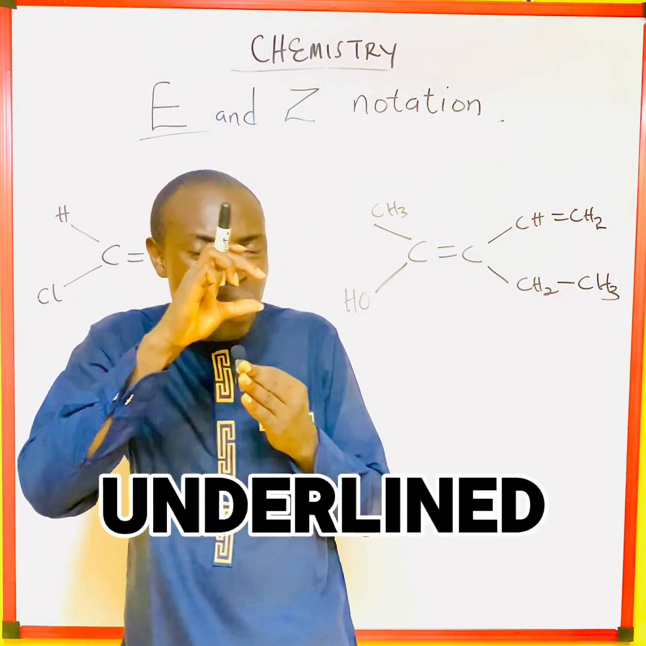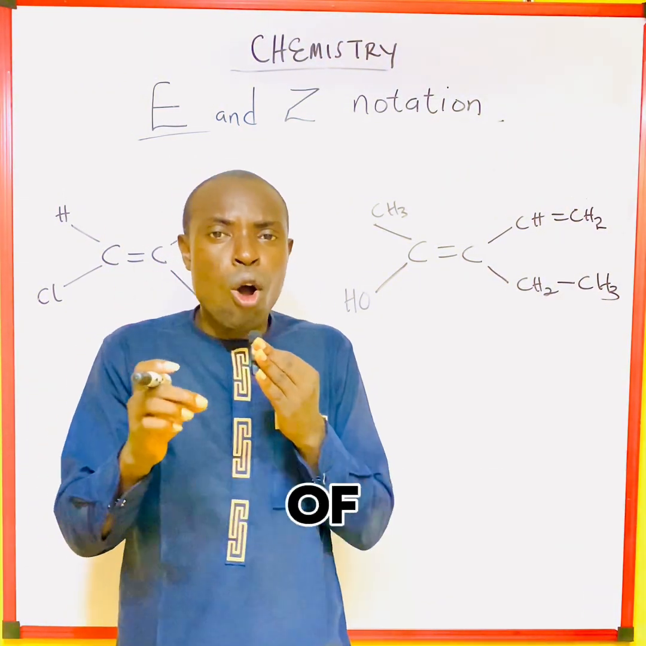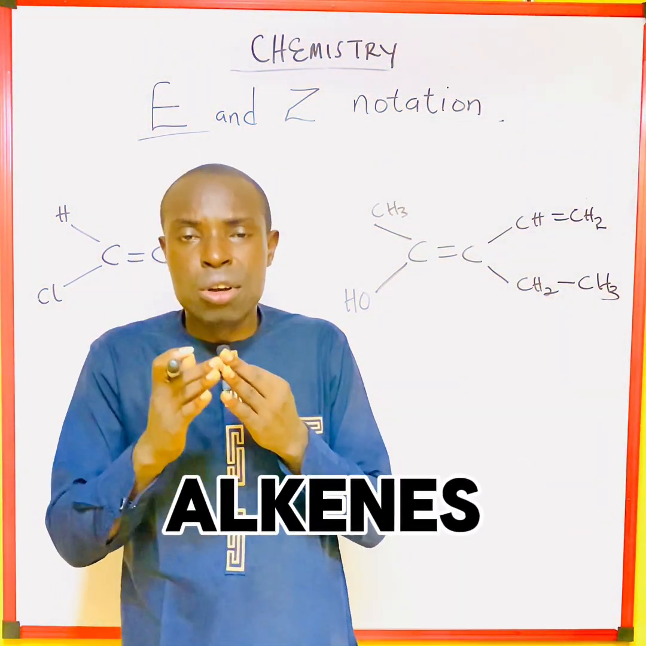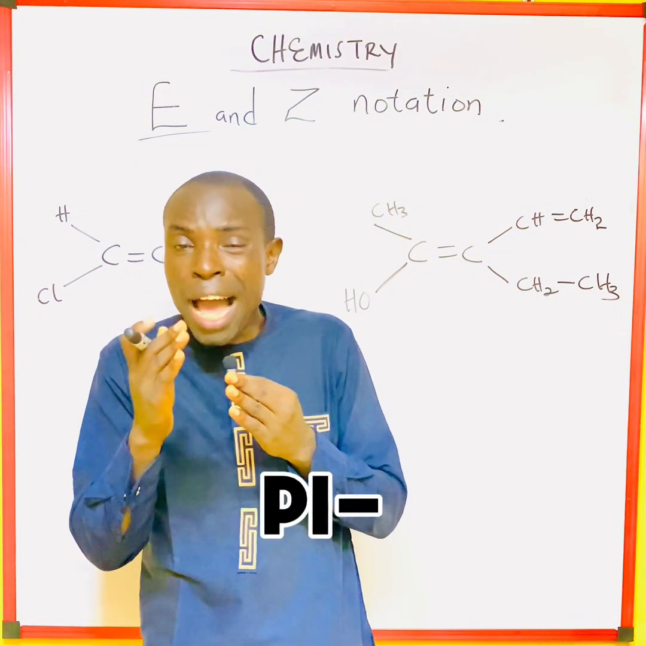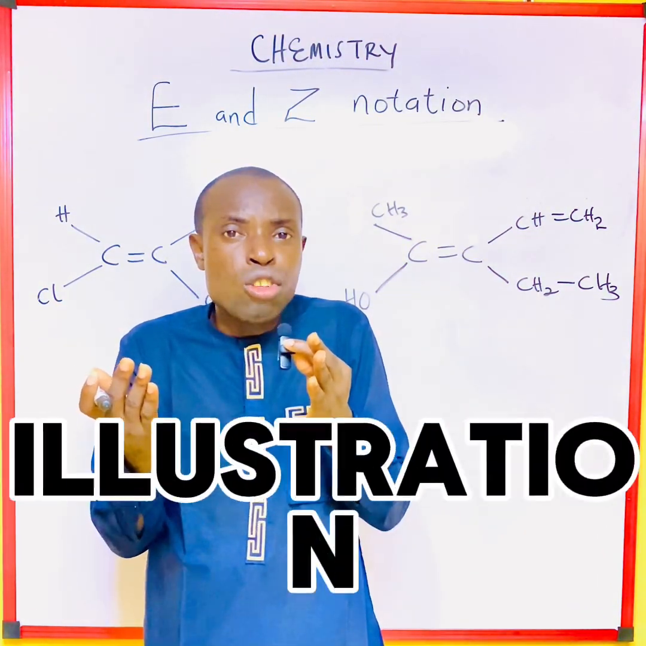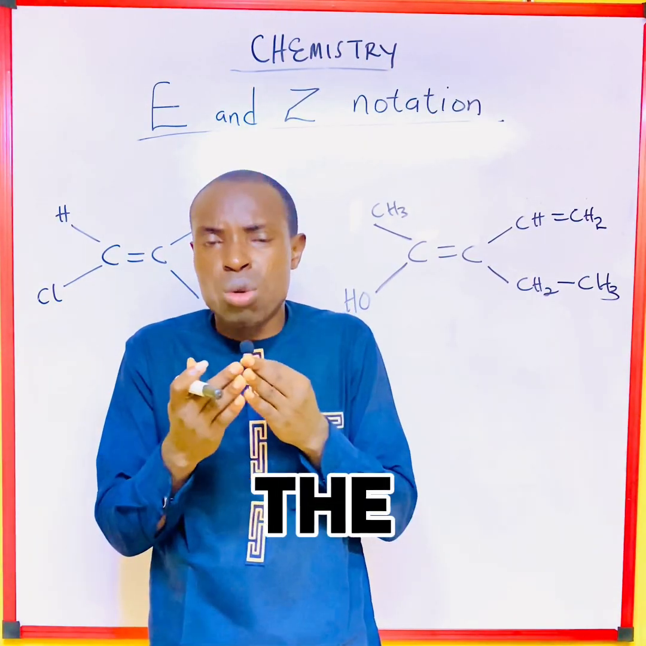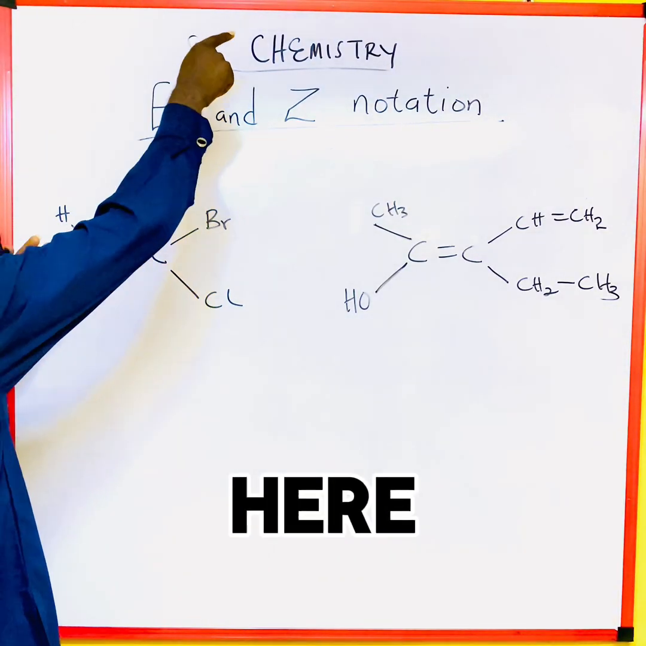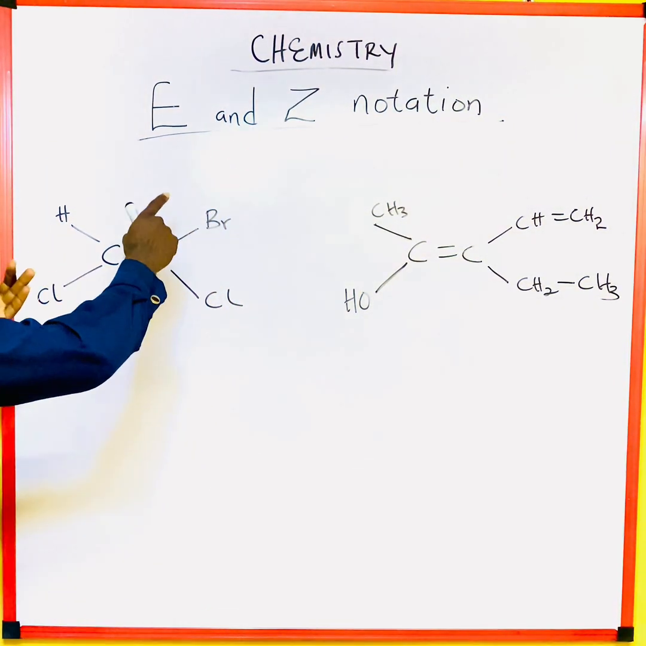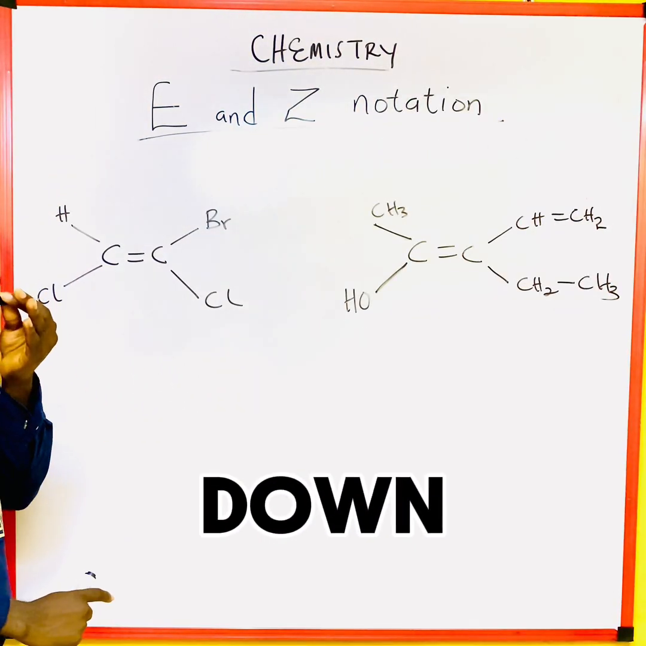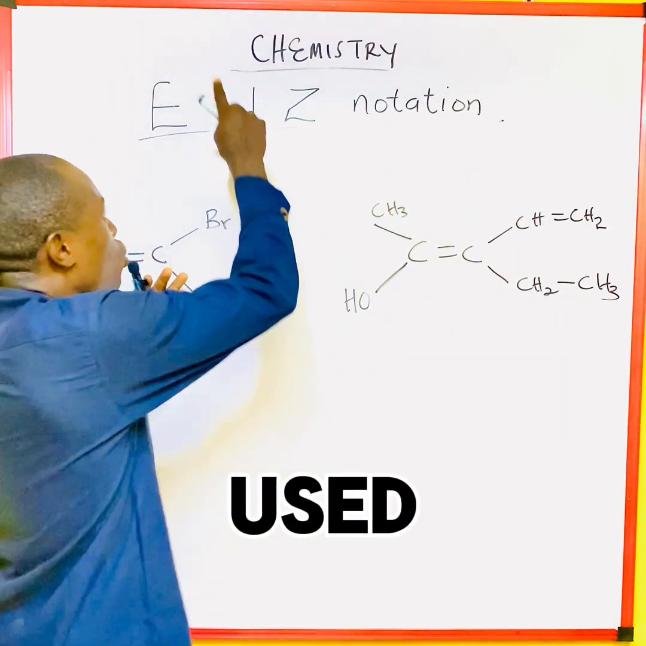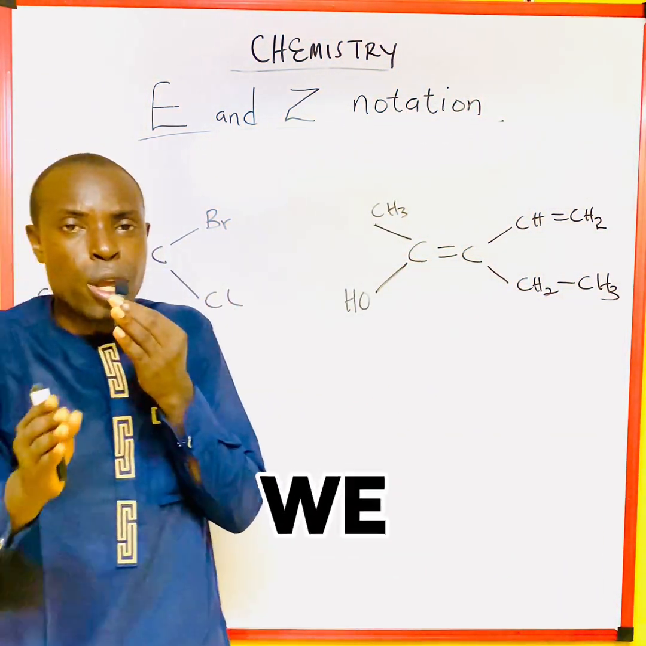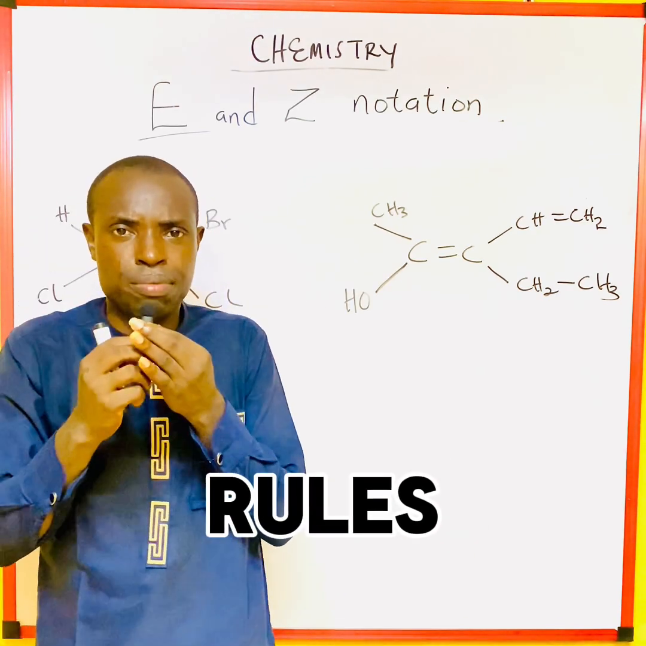Hindered, that word must be underlined. Hindered free rotation of the carbon-carbon double bond. That is to say, it occurs mainly in alkenes due to the presence of a pi bond. And I give this illustration anywhere I go to teach around the world: if I had used just a nail to fix my board on the wall, the board would still be rolling down. It would be falling down. But because I have used two nails, it has fixed this board on one spot. Now we go back to the rules.